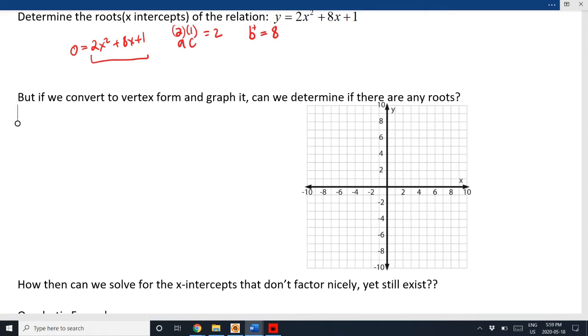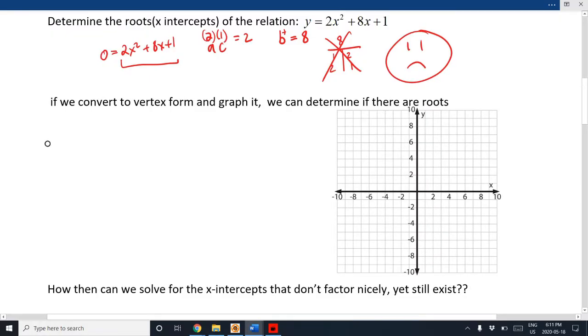If we went through all our different factors of 2, we can see there's only a couple. It's 1 and 2, and then 2 and 1. And no combination of this will get us to 8. So we would say that this equation is unfactorable. But are there roots to this equation? If we convert to vertex form and graph it, we can determine where the vertex is and see if there's actual roots to this relation.